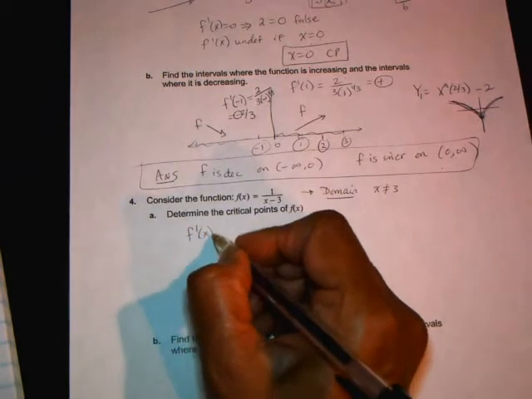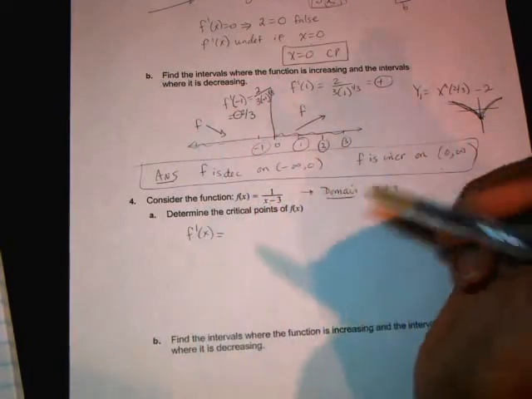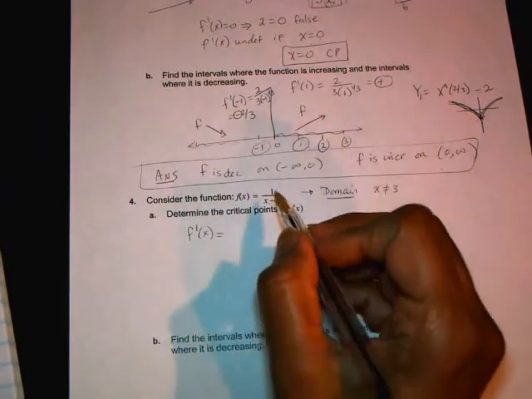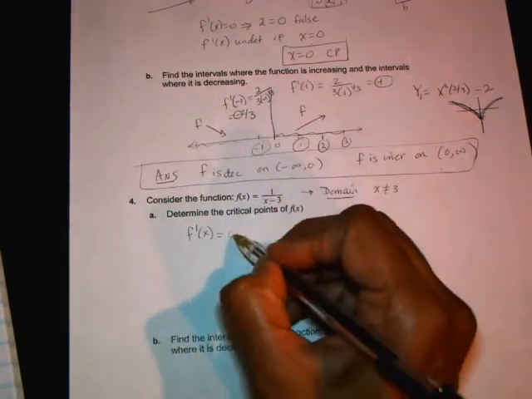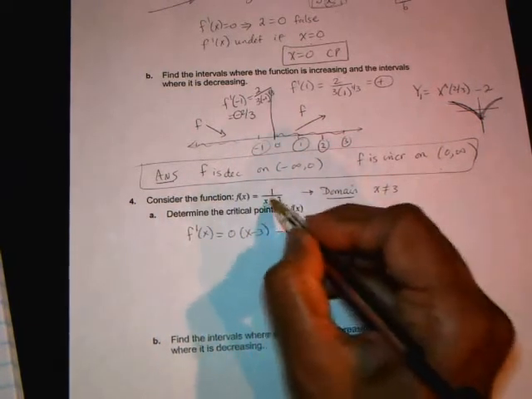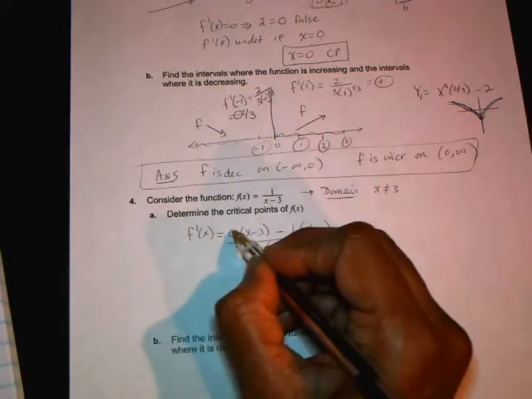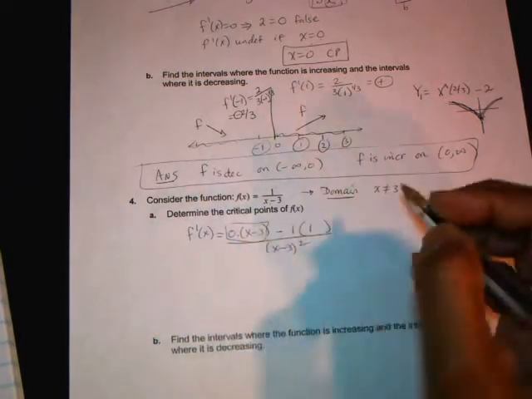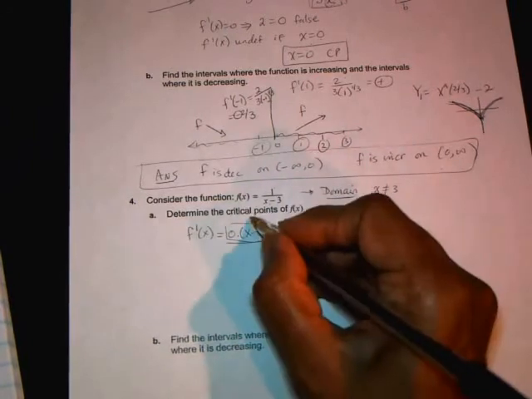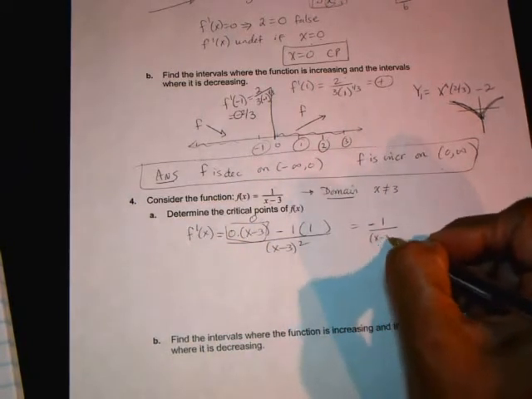To find f prime, you can either use the quotient rule or bring this up and use chain rule. If I use the quotient rule, derivative of top 0 times the bottom, minus keep the top, derivative of the bottom is 1, all over bottom squared. So this is 0 times anything, so it's still 0, and that's minus 1. So it's just negative 1 over x minus 3 quantity squared.